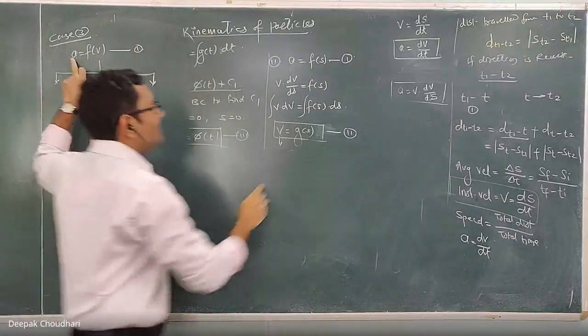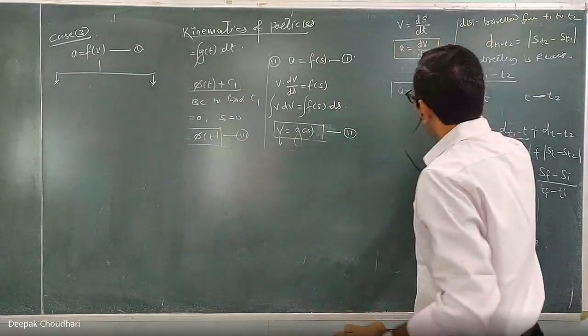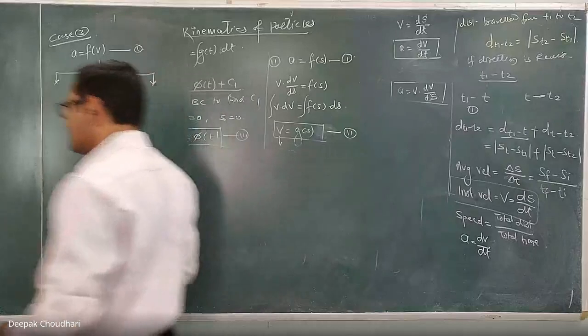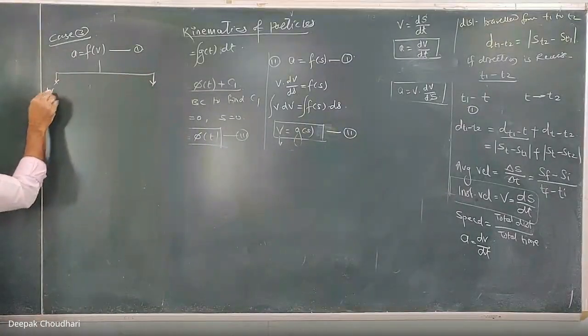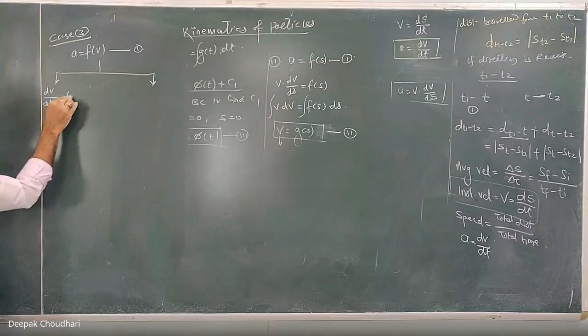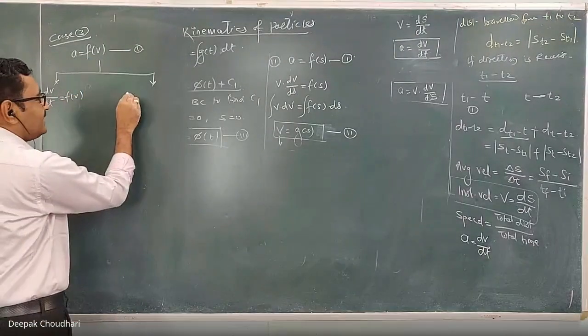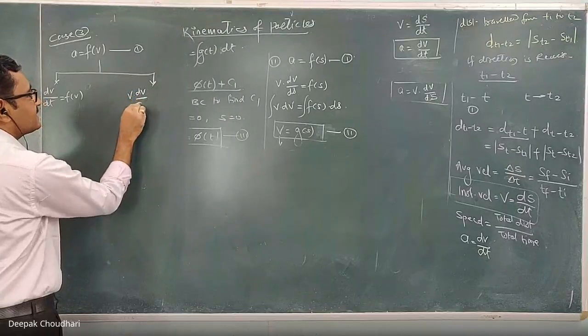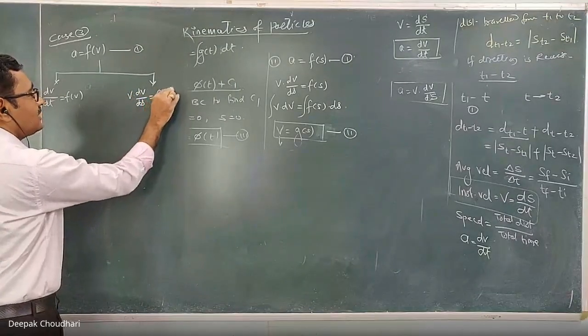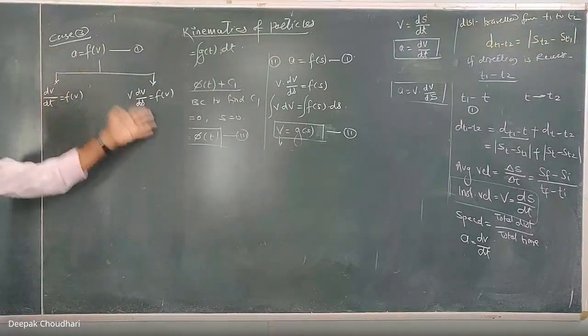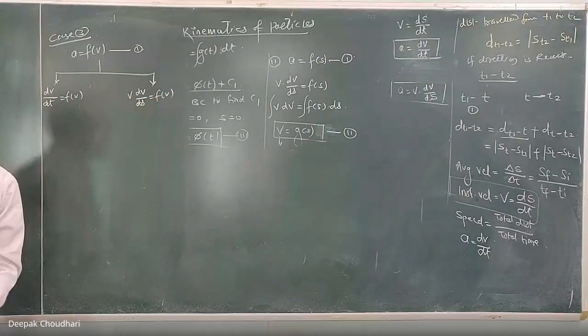You can replace this a by dv by dt. If we replace acceleration by dv by dt, the equation becomes dv by dt equal to f of v. Only two variables are there in the equation. Or you can replace this a by v into dv by dx, which is equal to f of v. You can do it this way or that way. In this one also two variables, in that one also two variables.